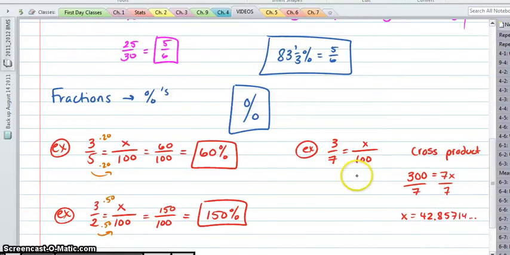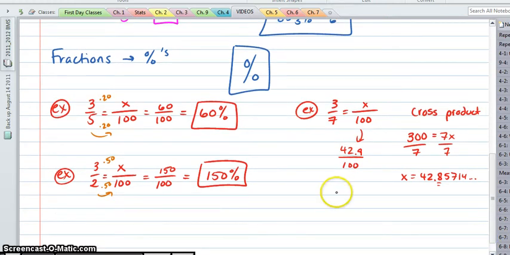Now, in this case, again, I'm working with my ratio, so this number x would be 42 point, if I round it to the nearest tenth, it would be 9 over 100. And that again gives me my percent of 42.9%.